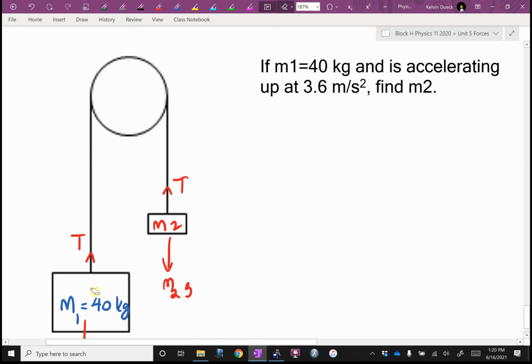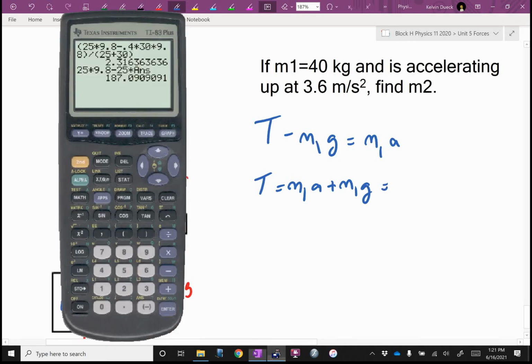M1. Which way is M1 accelerating? Who's winning? Who's losing? M1G, that equals M1A. Why is that handy? They gave me A, I can find T. Or I could have given you the tension, find A. Here, T is going to be M1A plus M1G.